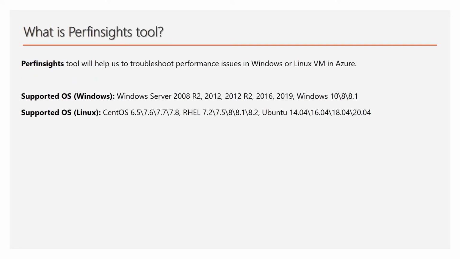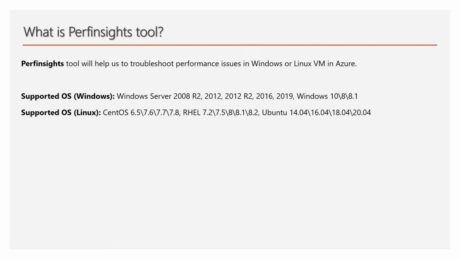So what is the Perf Insights tool? Perf Insights will help us to troubleshoot performance issues in a Windows or Linux VM in Azure. This is the recommended tool from Microsoft. We can run Perf Insights from the Azure portal and also inside the VM. I will show you how to install the Perf Insights tool from the portal in the demo.